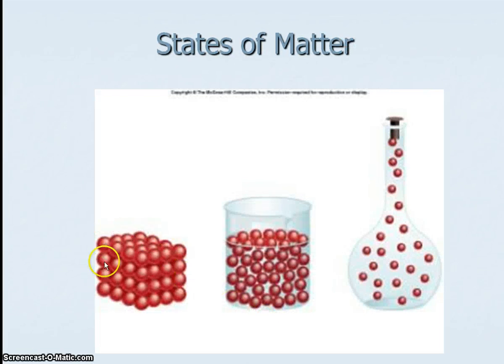And here's just a picture. Notice the solid particles are just vibrating next to each other. The liquid particles are still slammed up next to each other, but they can flow around each other. So the difference between these two is that the liquid particles can flow, whereas the solid particles are kind of stuck in one place and just vibrating. And then notice that gases are very different. They're very far apart, and there's all this space in between them.